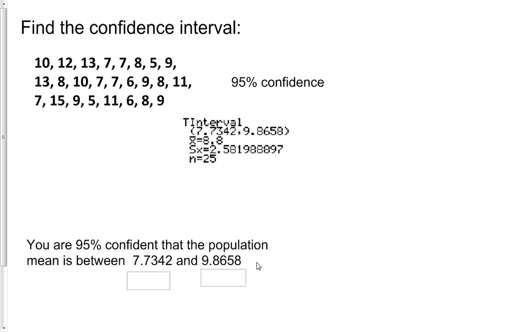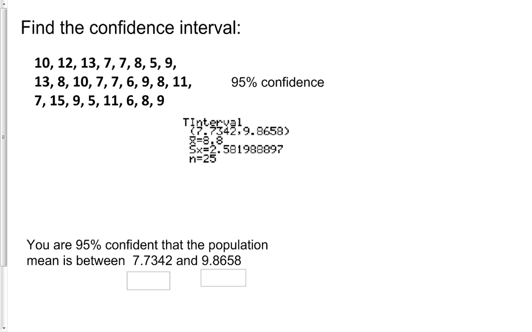So you can sacrifice your confidence to get a smaller interval. You can say, I'm only 90% confident, but I'm 90% confident it falls within a pretty small range. Or you can sacrifice the interval to be much more confident. You're 99% confident that it falls in a little bit bigger range.